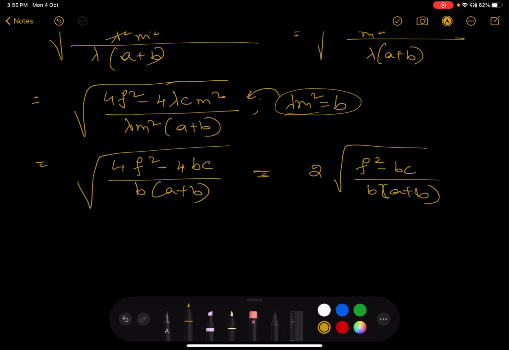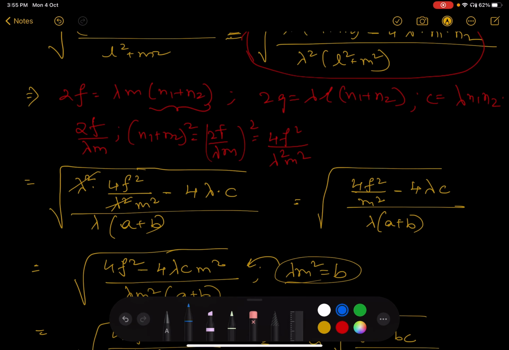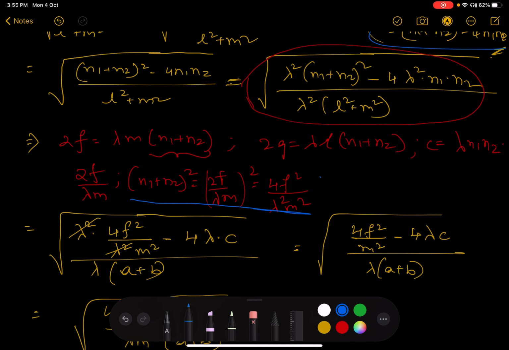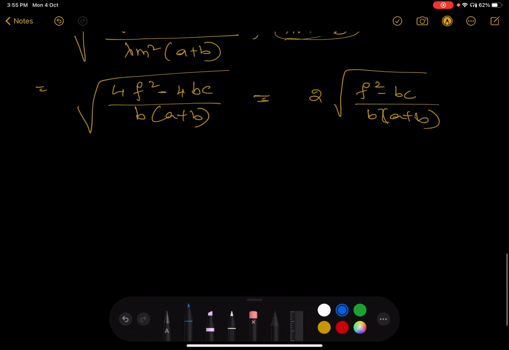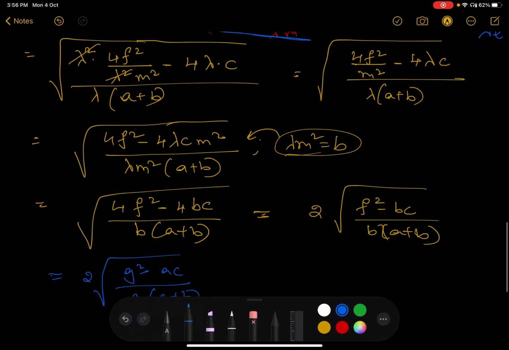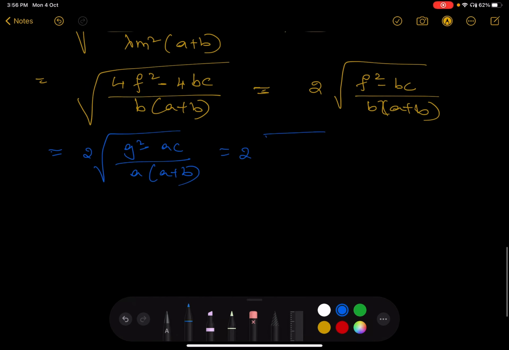Now this is one. Here we can see clearly, if we substitute n1 plus n2 as 2f by lambda m, that is 4f square by lambda square m square, we get 2 root (f square minus bc) by b into (a plus b). Similarly, if we substitute (n1 plus n2) whole square as (2g by lambda L) whole square, that is 4g square by lambda square L square, then what we get here, instead of f, is 2 into under root of (g square minus ac) divided by a into (a plus b). Which is also equal to 2 under root of (f square minus bc) by b into (a plus b).